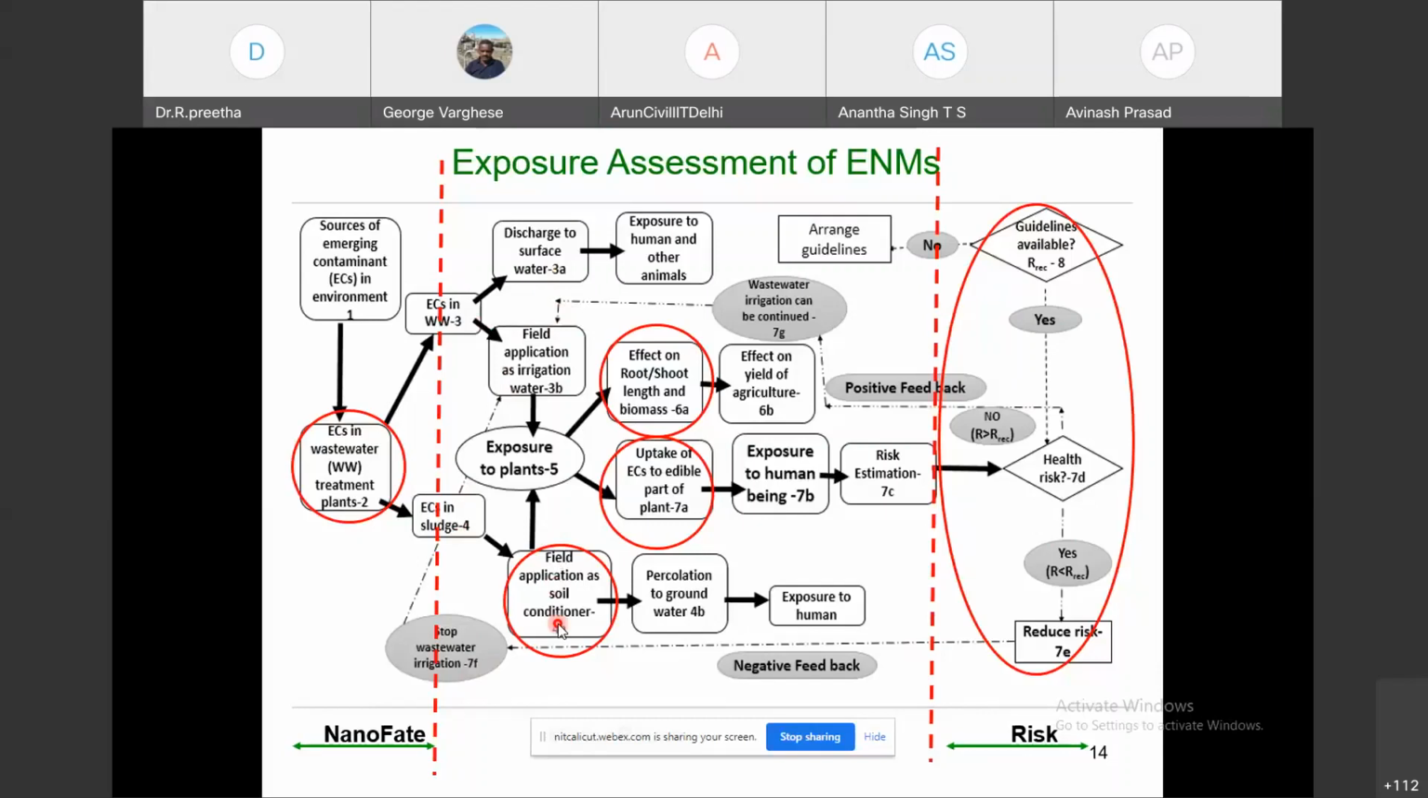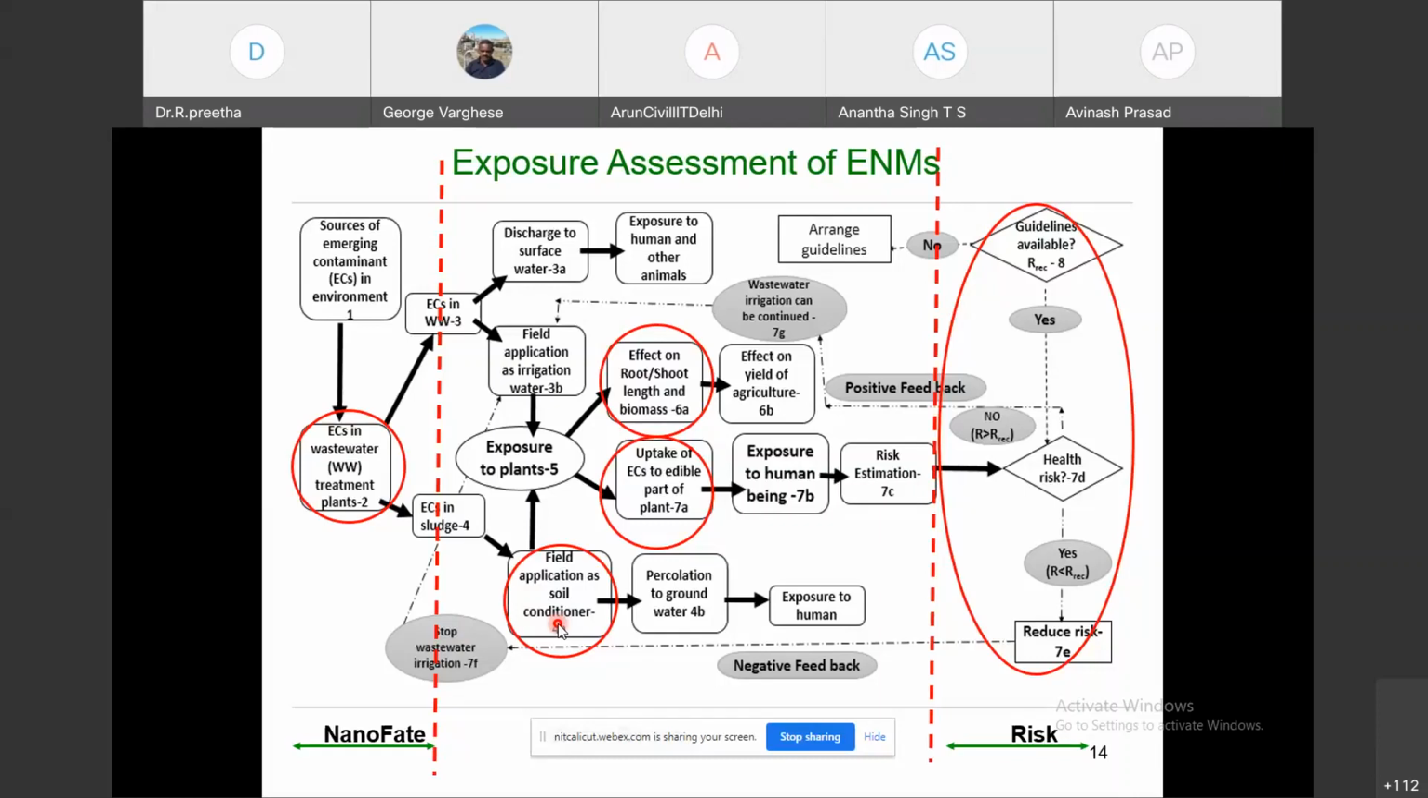So this is a slightly big-picture flow chart to see where the locations are where humans can get exposure, the plants can accumulate things, and it can affect the soil environment, the plant growth, and the wastewater. Let's take 5 minutes just to see this diagram and understand how these things are interconnected, and then we will go to the next portion.